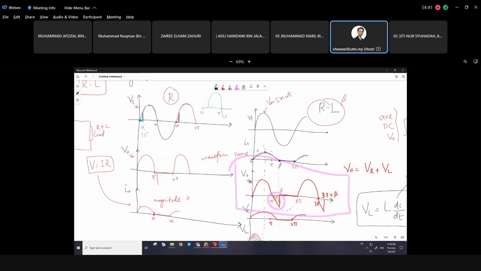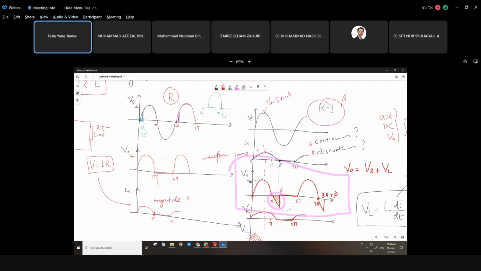In this case, do we call it continuous or discontinuous? Anyone can help me with the English term? What is continuous? What is discontinuous? A or B? B. Why is that discontinuous? Because it is interrupted at beta. You're right. Discontinuous means the current is interrupted.